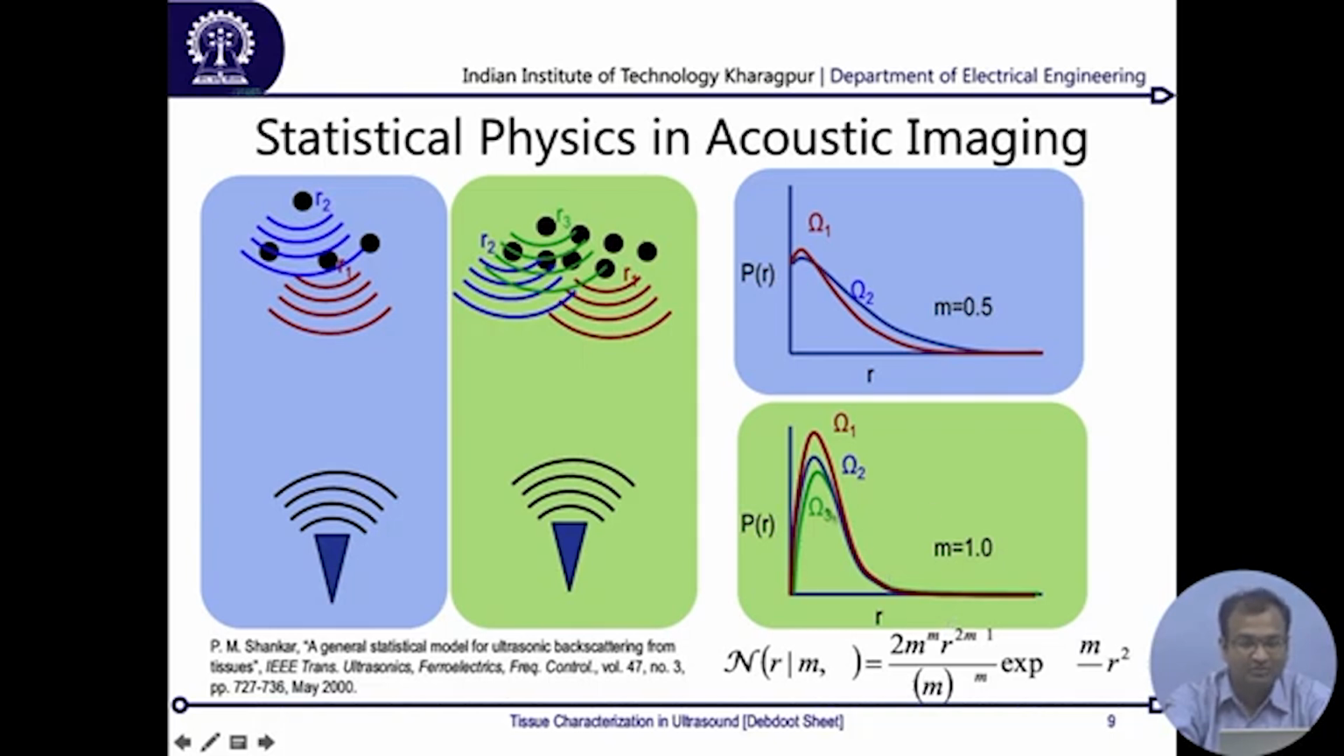That distribution curve is what is denoted by a Nakagami distribution function, as we have over here. This is the theory proposed by Mohan Shankar in one of the early papers, and we make use of this whole theory of Nakagami distribution of ultrasonic signals and then come down to our actual work.